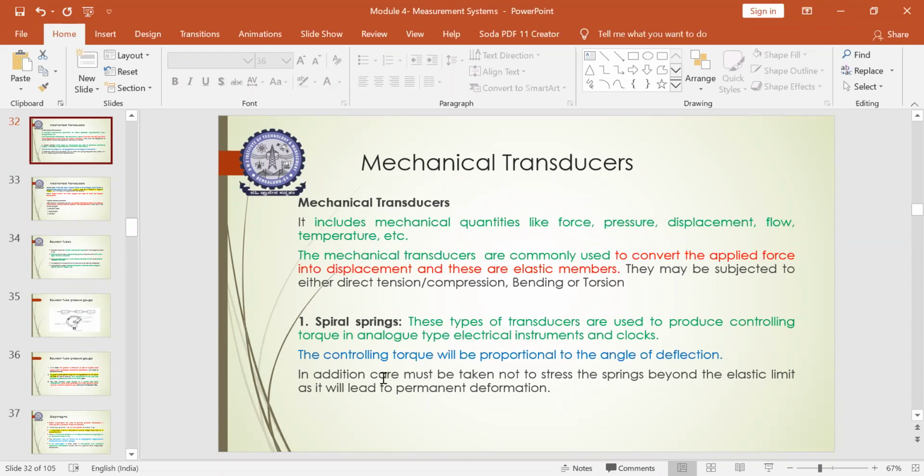In addition, care must be taken not to stress the springs beyond the elastic limit. I told you already, in case of mechanical transducers, we use elastic members. So you should not provide more stress to the spring which crosses the elastic limit. If it crosses the elastic limit, then you cannot transmit the required control torque to get the proportional angle of deflection. So this is the concept behind our spiral spring.